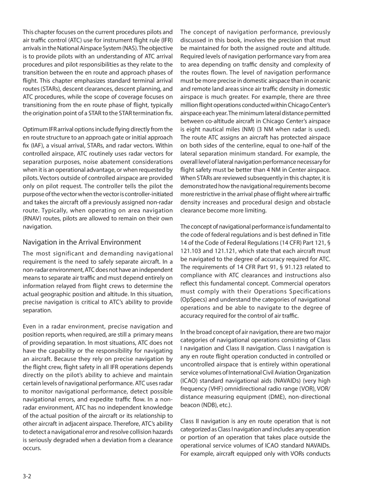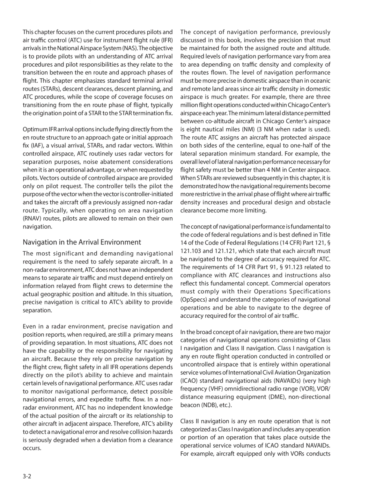Within controlled airspace, ATC routinely uses radar vectors for separation purposes, noise abatement considerations when it is an operational advantage, or when requested by pilots. Vectors outside of controlled airspace are provided only on pilot request. The controller tells the pilot the purpose of the vector when the vector is controller initiated and takes the aircraft off a previously assigned non-radar route. Typically, when operating on area navigation, RNAV, routes, pilots are allowed to remain on their own navigation.